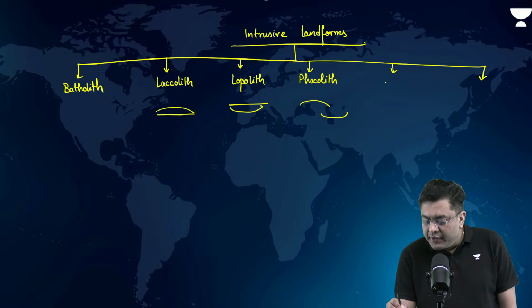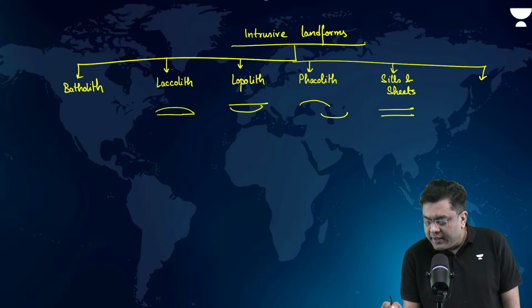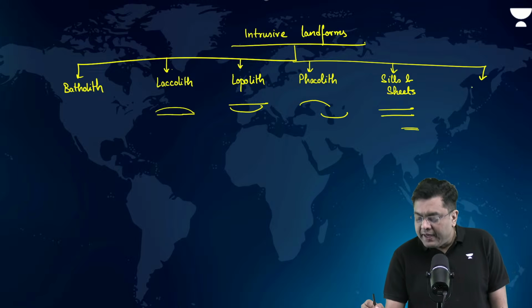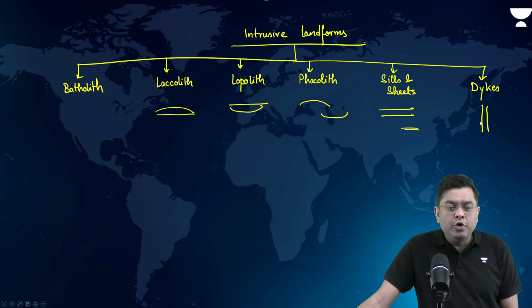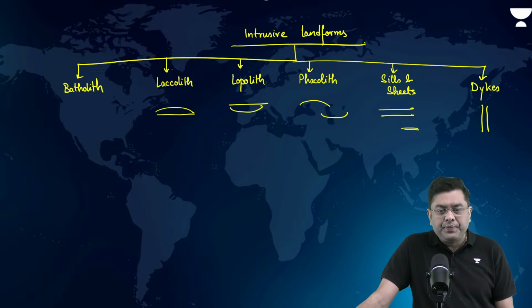Then you have sills and sheets, right? Sills are thick, sheets are very thin. And then you have dikes, vertical. Okay, I hope that is clear.